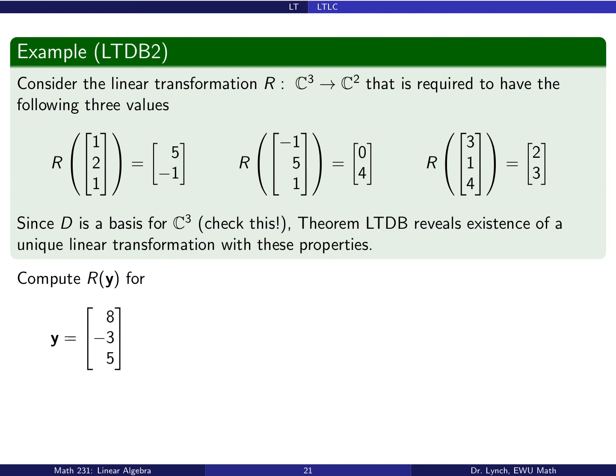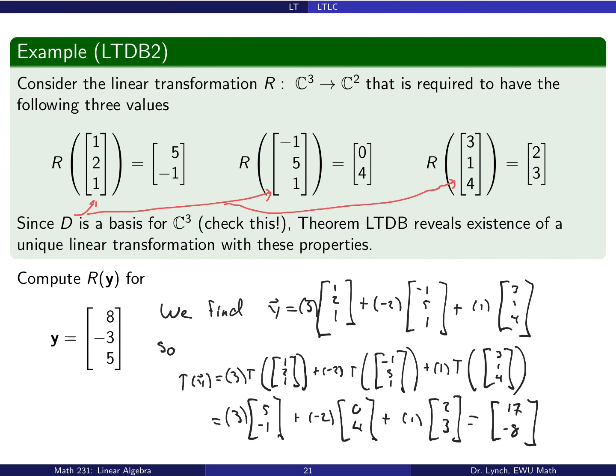Now, this works if you have a non-standard basis too. So here I'm taking D. I didn't write this, but D is the set of vectors containing this one, (-1, 5, 1), and (3, 1, 4). It turns out that D is a set of 3 linearly independent vectors in C3, therefore it's a basis. You should check this, but in any case, we can compute R of y as long as we can write y as a linear combination of these elements in D.